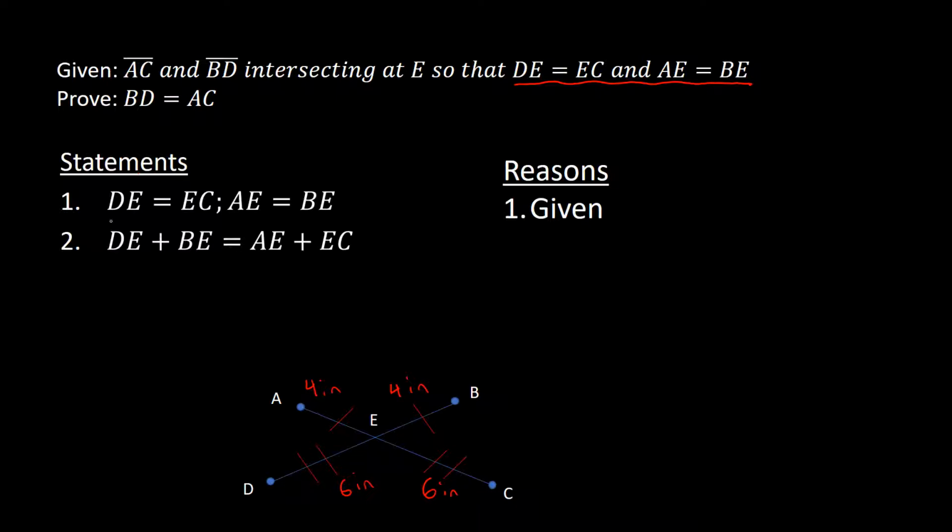Well, notice right here, we start with this statement, DE and EC. Those are equal. And then AE is equal to BE. So if I were to add to DE the EB right here, so if I were to add this one and this one together, then that's going to be the same thing as adding this one and this one together. The reason is because we're adding the same thing.